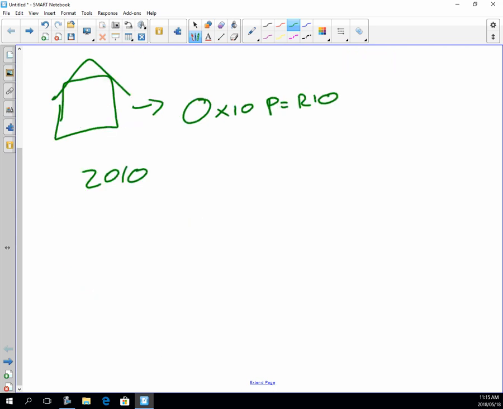Now, to calculate the GDP of an economy, what you do is you multiply the quantity of products produced. So it is 10 soccer balls multiplied by the selling price of 10 Rand, and it will give you a GDP value of 100 Rand.